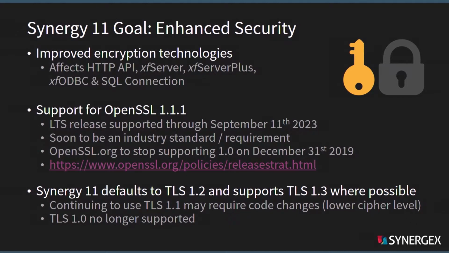Essentially, in Synergy version 11, we are introducing support for OpenSSL 1.1.1, and that version of OpenSSL is the current long-term support release from OpenSSL and will be supported through September 11, 2023. You should note that, very importantly, a lot of us are using some flavor of OpenSSL 1.0 something right now, and that version ceases to be supported at the end of this year. So if you are still using older versions of OpenSSL 1.0, then you really need to look at upgrading.